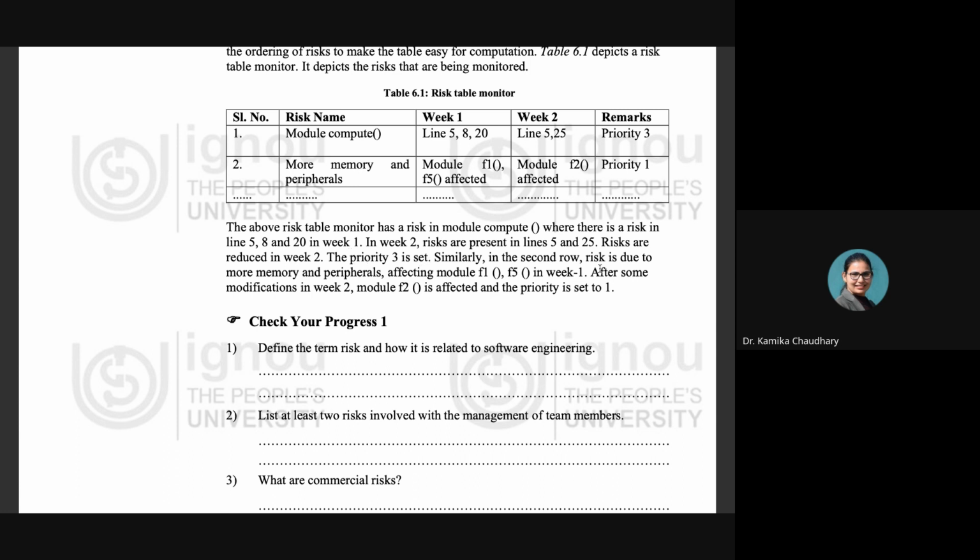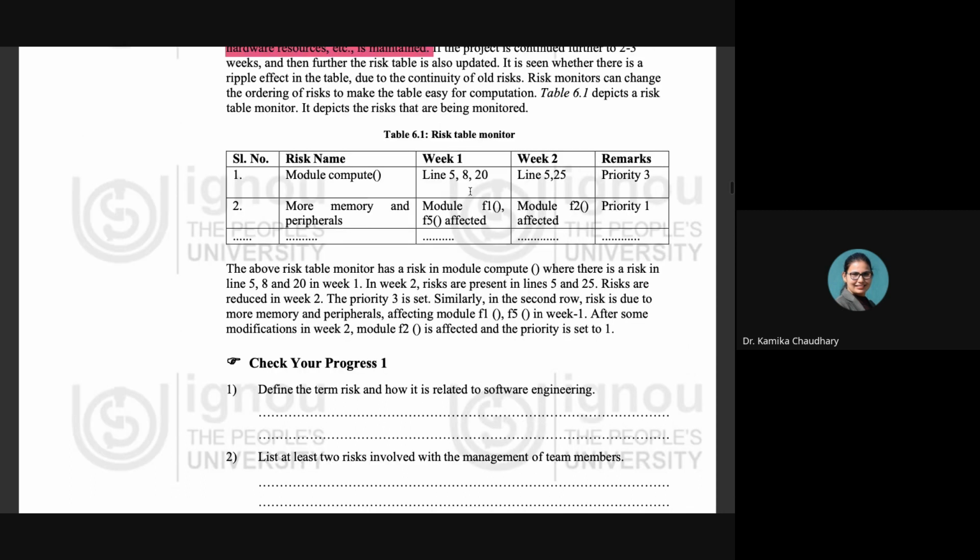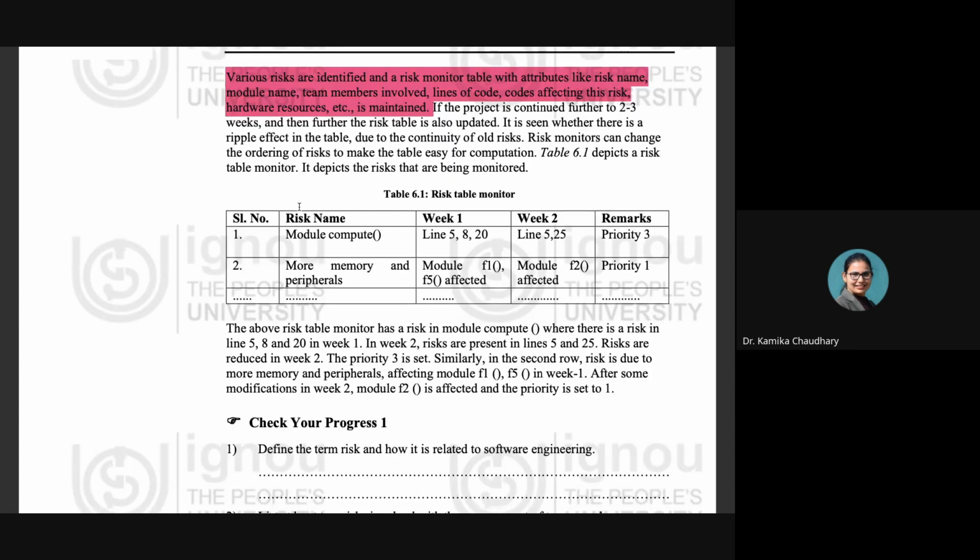Similarly, in the second row, the risk is due to more memory in the peripherals affecting the module F1, F5 in week 1 and module F2 in week 2. So the priority 1 is set for this particular kind of risk that can happen. Right. So this is how we are going to read this table, and this is how we are going to understand it. So in order to monitor the risk, we take the help of tables. We create tables which include a number of columns, including the risk name, module name, team members involved, lines of code affecting this risk, hardware resources, etc.